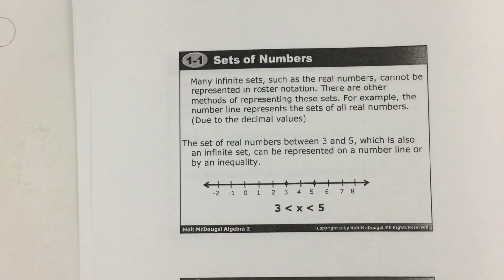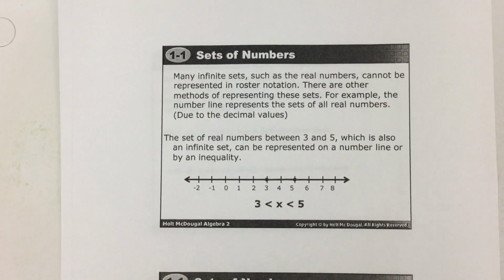Okay. Many infinite sets, such as real numbers. Real numbers is an infinite set because it includes everything that you've ever learned in math. It cannot be represented in roster notation. You can't list out every single real number. I mean, it's not even possible because there's so many. So there are other methods that you can represent these sets. One of the best ways is to use a number line.